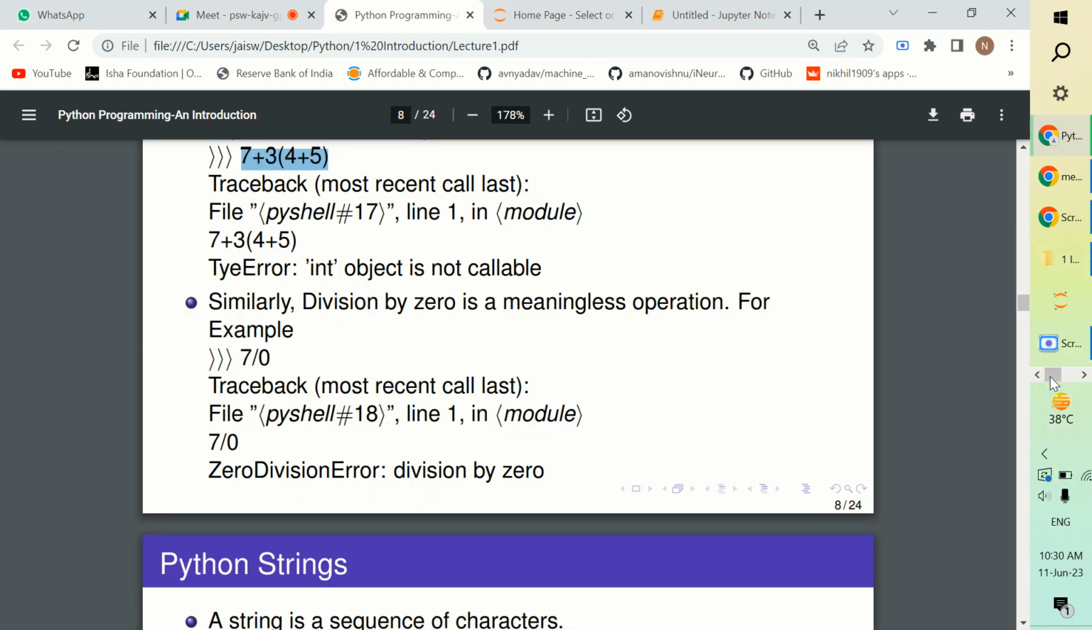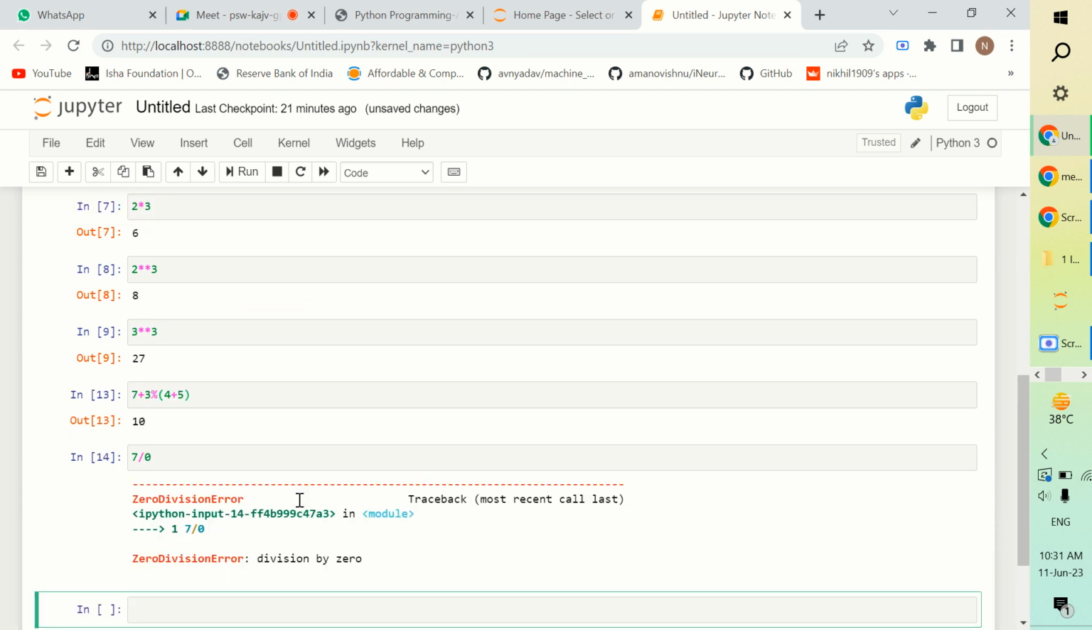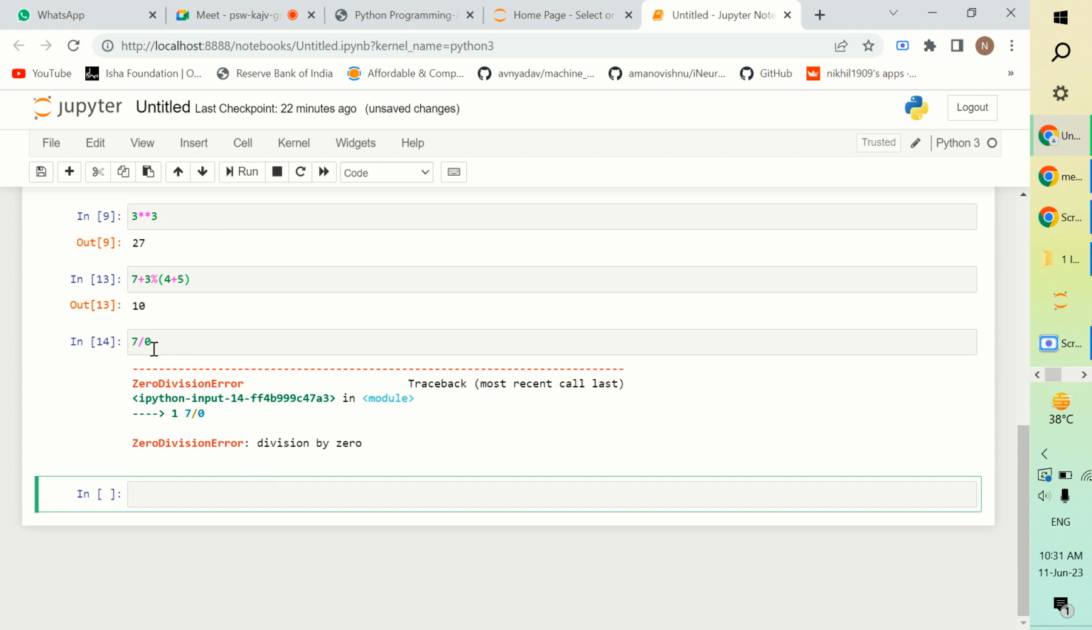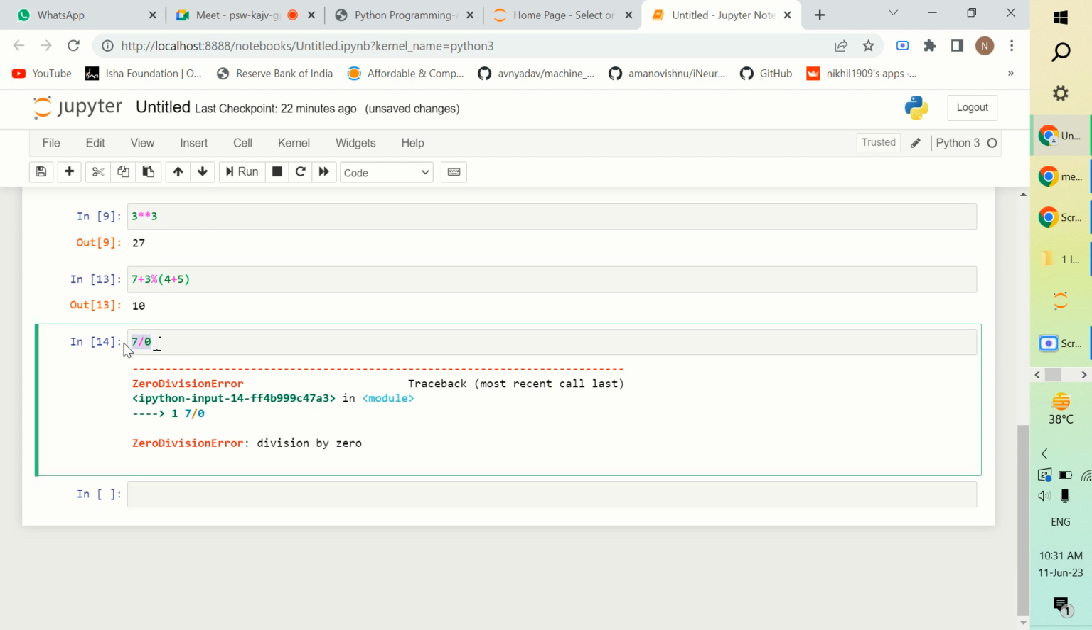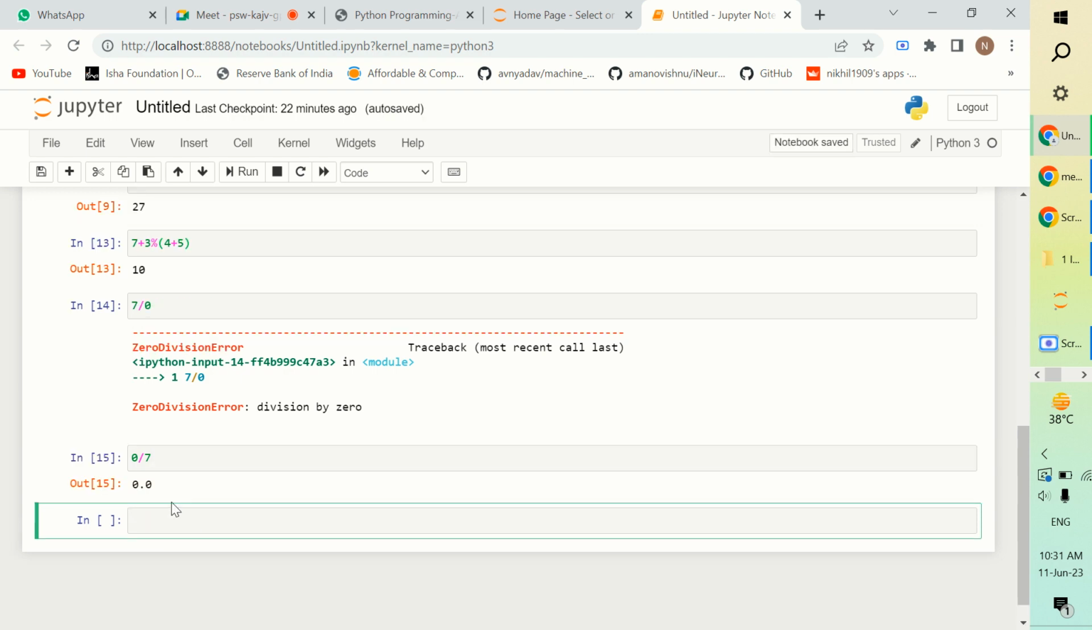Then what errors can we get? See, if let's say I divide 7 by 0, I'll get an error. This is called zero division error. Why? Because any number cannot be divided by 0, it will get infinity. Okay, so 7 divided by 0 will give an error. But 0 divided by 7 will not give an error, it will give 0.0.